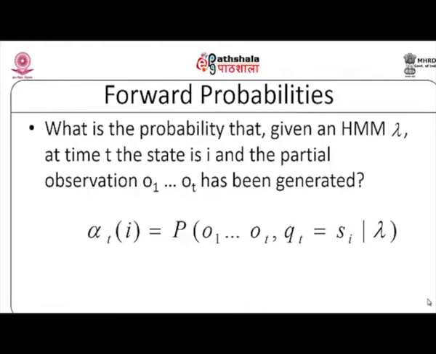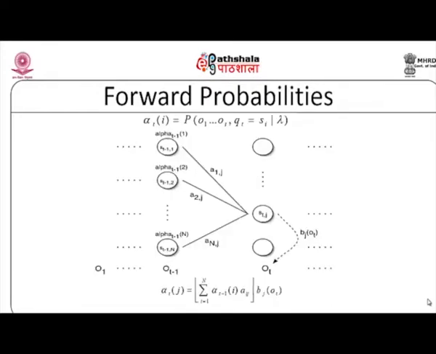Why is it called the forward probability? You are going from 1 up to t. So, alpha t of i, the probability of being in state i at time t, is equal to the probability that you have seen the observation O1 to Ot and the current state is Si, given the model lambda. So, this is called the forward probability.